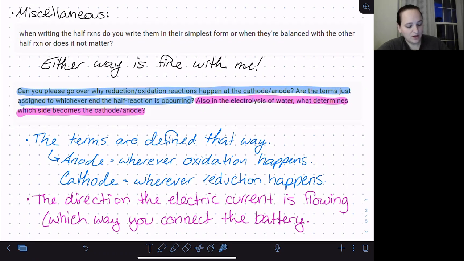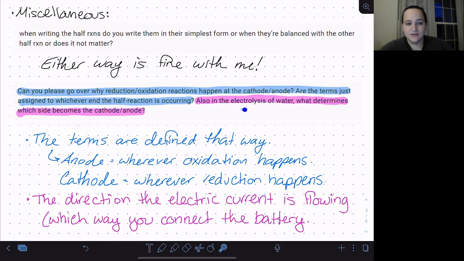You'll get full credit. And the next one, can we go over why oxidation and reduction happen at the cathode and the anode? Are the terms just assigned? Yes, they're just assigned. That is the definition of the anode and cathode. That the anode is wherever oxidation happens, the cathode is wherever reduction happens.